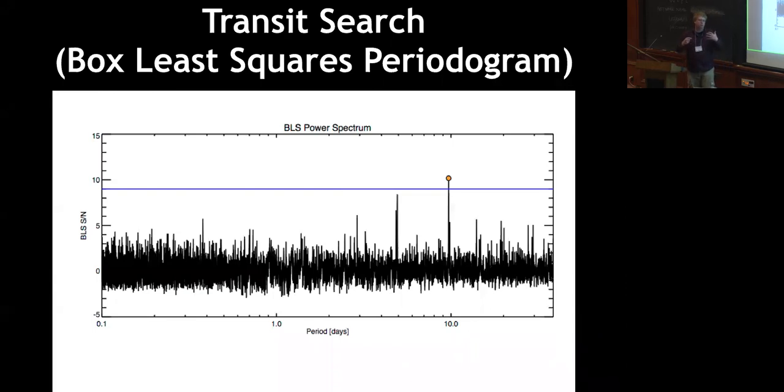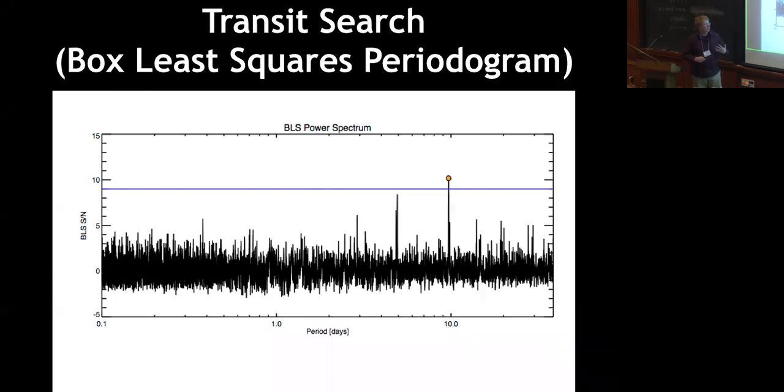We basically do a brute force search of every possible orbital period that you might find the planet at, and every possible duration for that planet transit. Could be 1 hour, could be 1.1 hours, 1.2 hours, etc. It could be at any possible orbital phase. The transit could be happening at any time. So you do a search over all of those possible planet orbits. And occasionally, you'll get something in your light curve that sticks out.